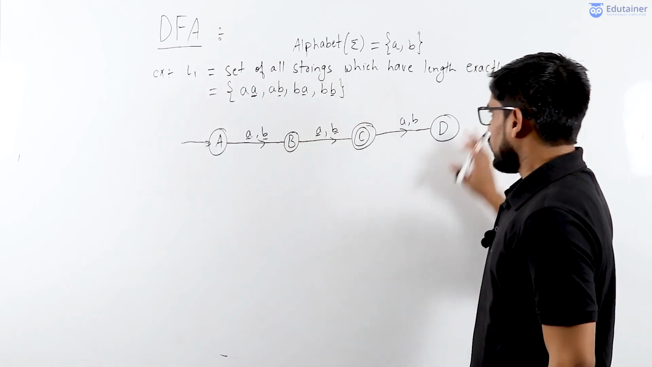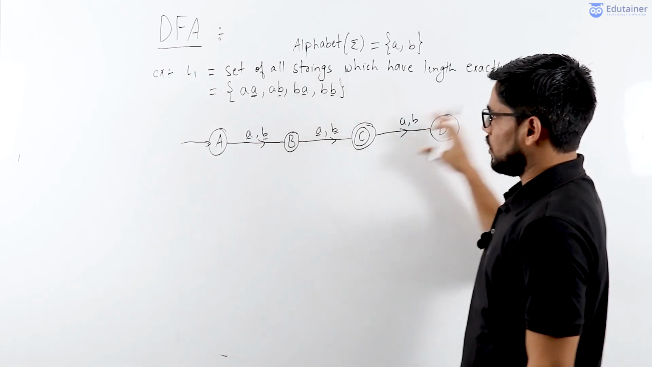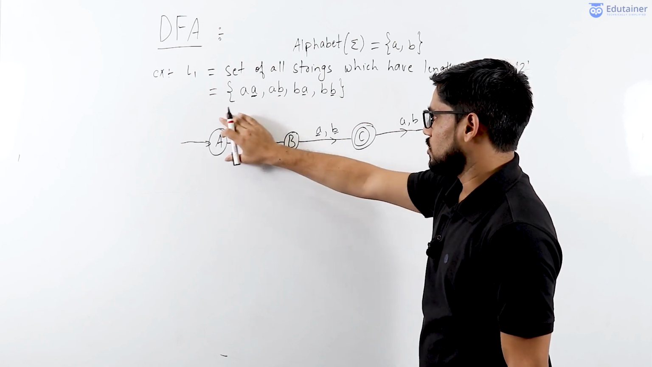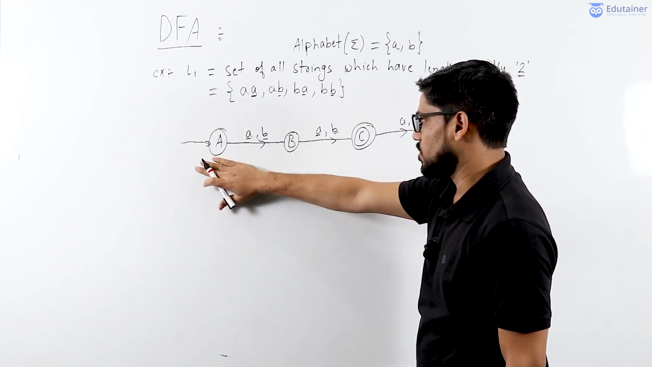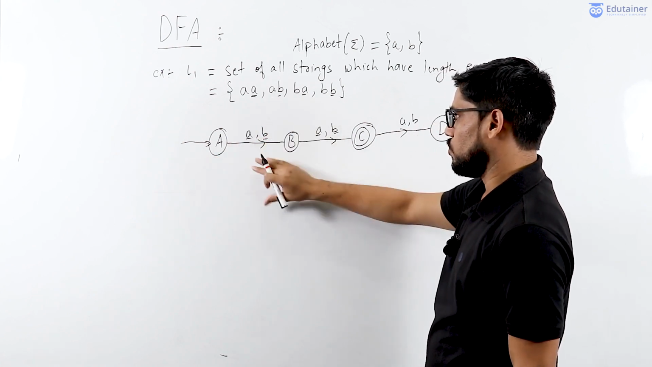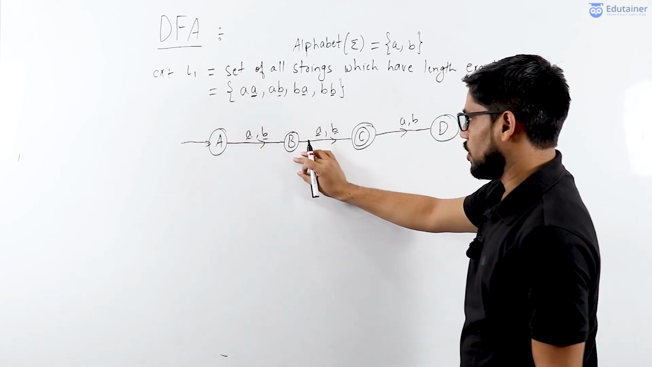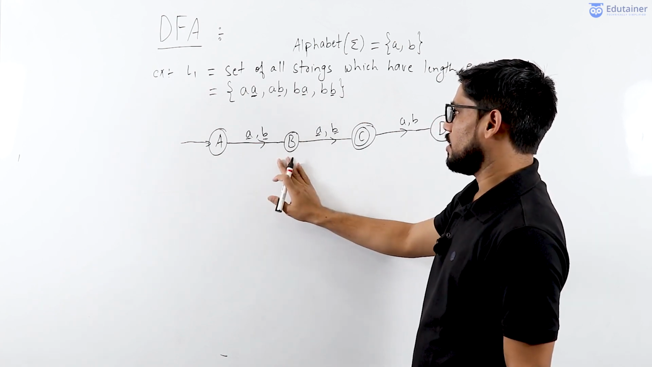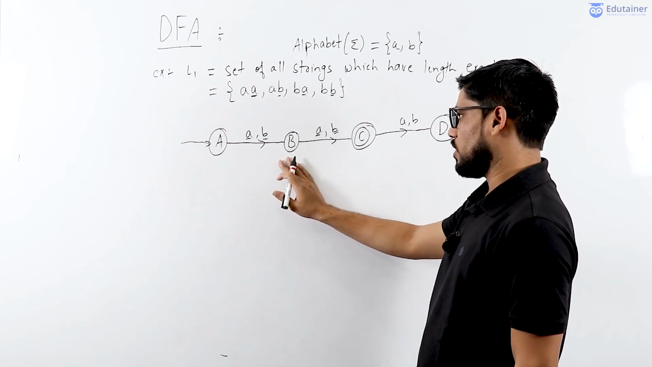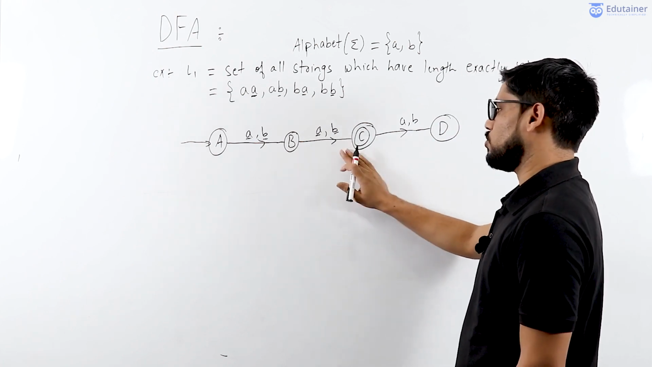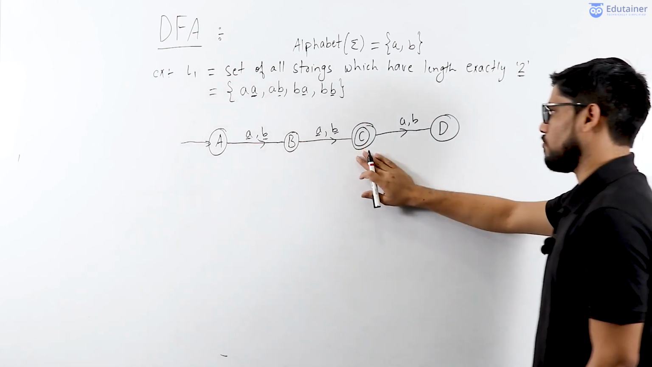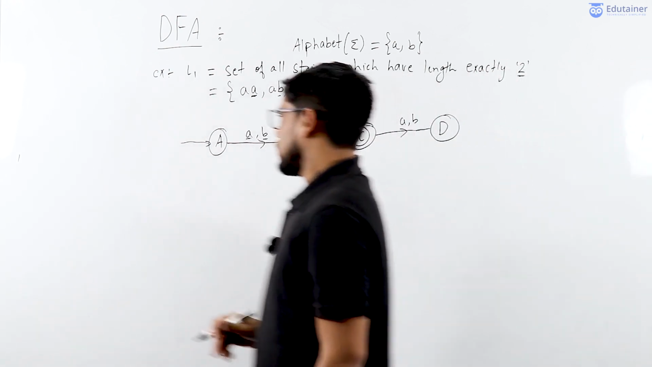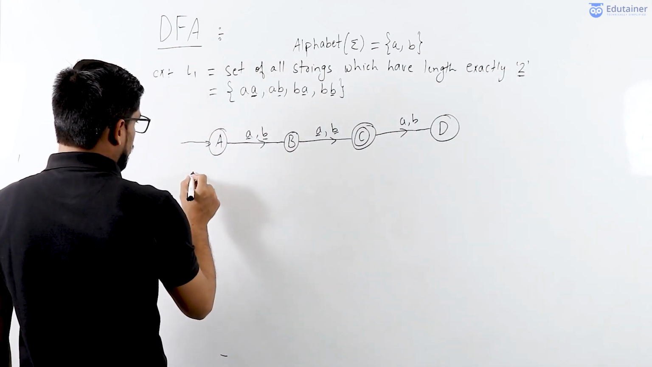Okay, so how can I draw this particular DFA? You always start with the initial state. After seeing some input, you will go to some other state. Okay, and this is accepting one length string, and then accepting one more length string, you will take one more transition, and then after the final state, you will go to some dead state. Okay, let's take one more example.